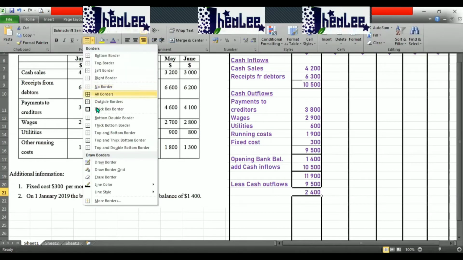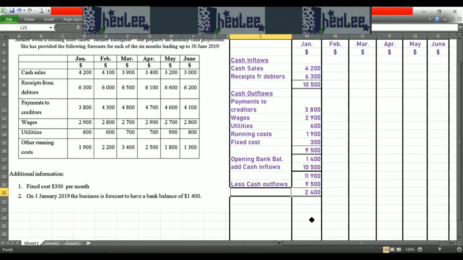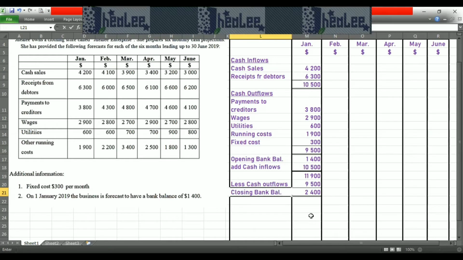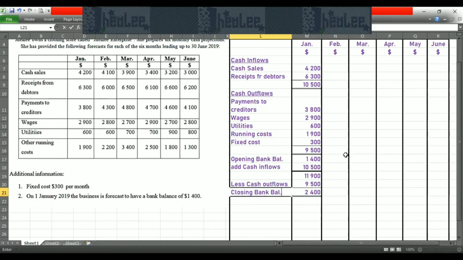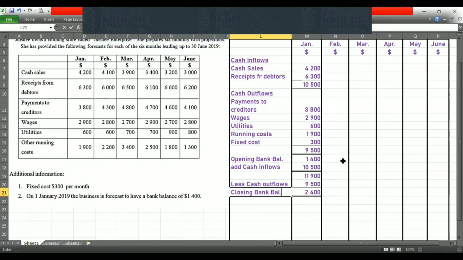This 2,400 represents the closing bank balance. All right, so that would be the closing balance remaining in the business as it relates to cash for the period, and that is 2,400. This 2,400 would become the opening bank balance for the following month. So basically, your closing balances would become your opening balances.